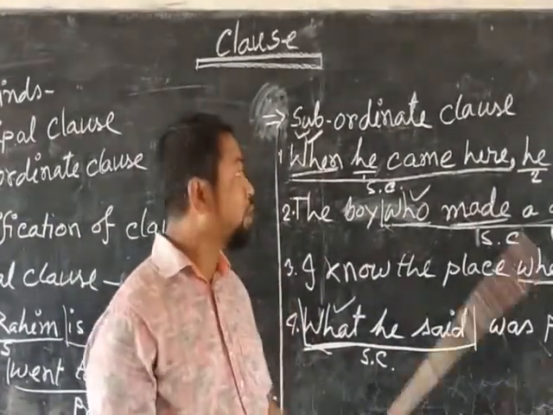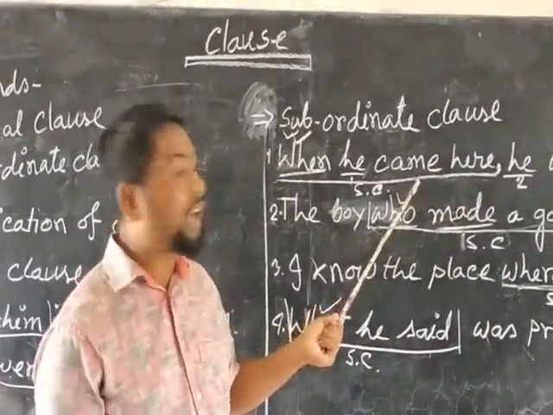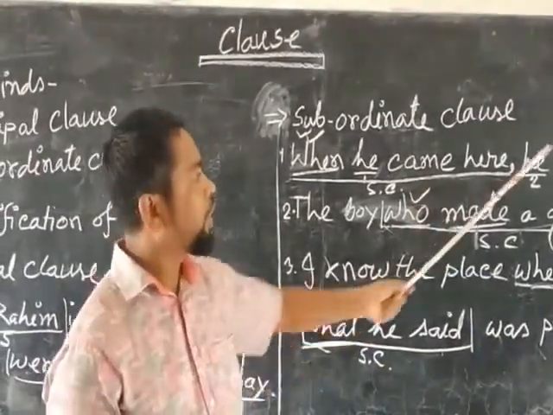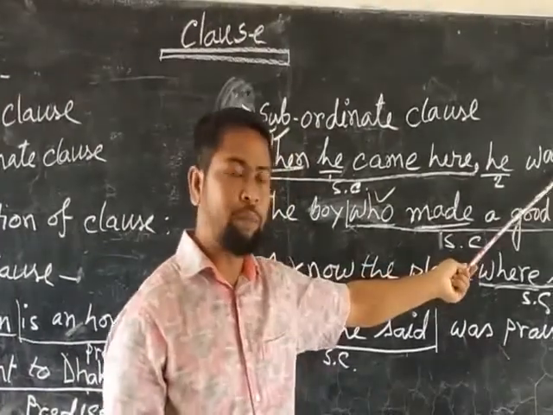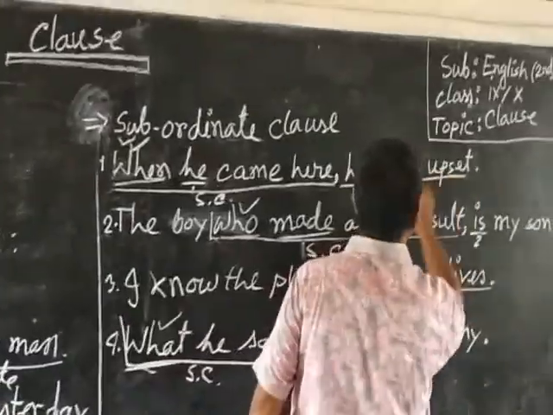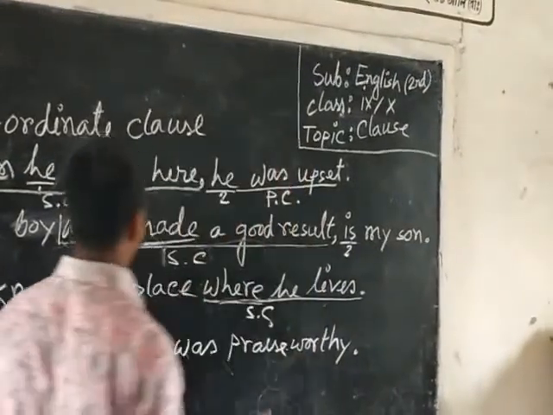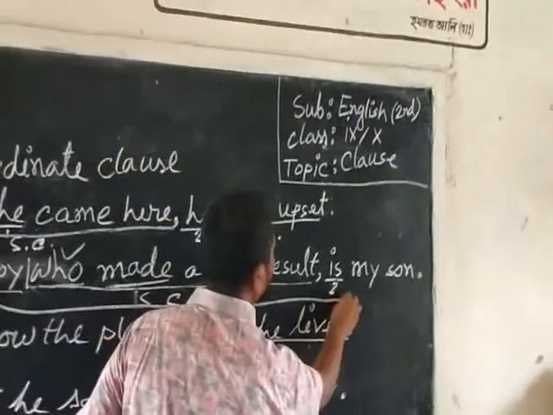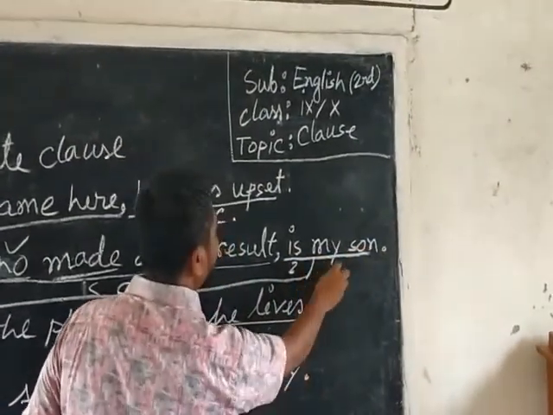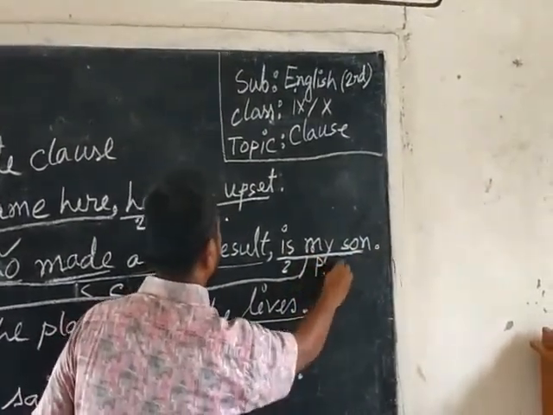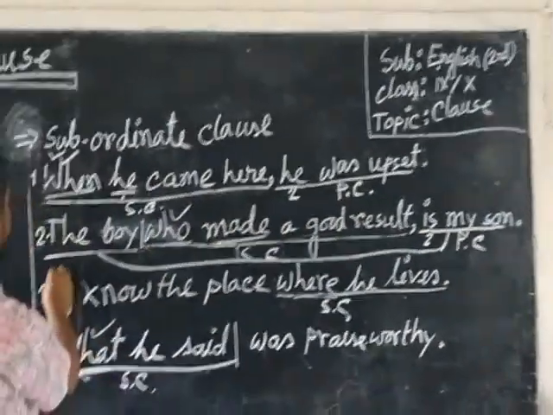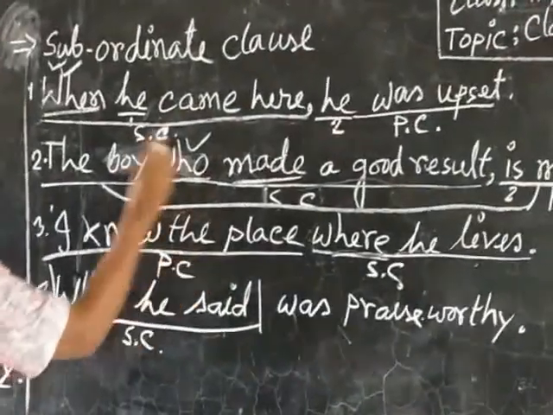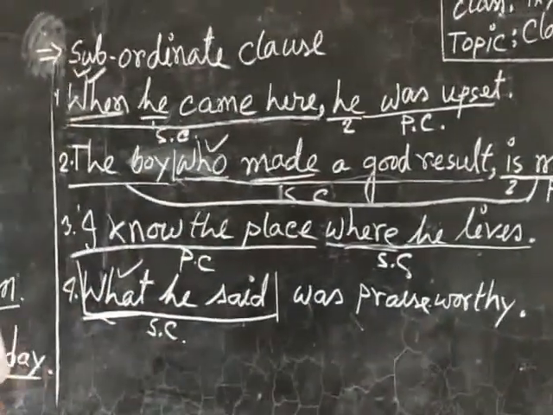In a complex sentence, other than the subordinate clause, the other parts are principal clauses, such as: He was upset, PC. The boy is my son, PC. I know the place, PC. Okay.